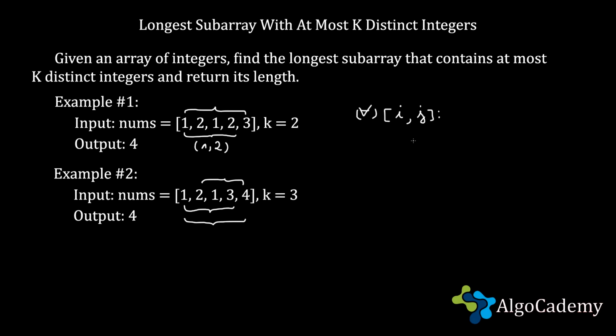So we need a way to count how many distinct integers there are in the subarray i and j. And once we have computed this number, check if it is indeed less than or equal to k. And if so, update the answer, right?